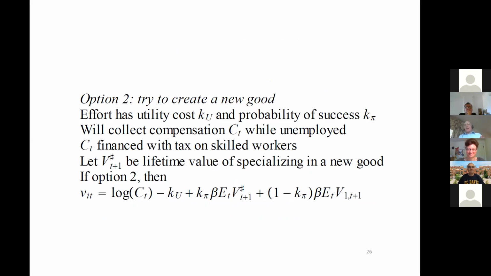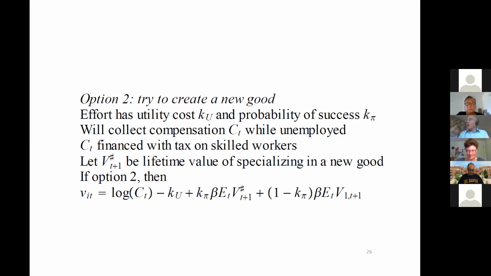So a second thing an unskilled person could do is say, well, I want to create a new good. I'm hoping to join a team of other people who are unskilled right now. We're going to get together as a group and we're going to try to create a new good. And this is costly. It's not fun to try to launch a new product. You're going to have some sleepless nights. I'm just going to model that as a direct shock to your utility function. You pay K_u if you try to create a new good, and you may not succeed. There's a probability K_pi that you will succeed, and a probability 1 minus K_pi that you won't.